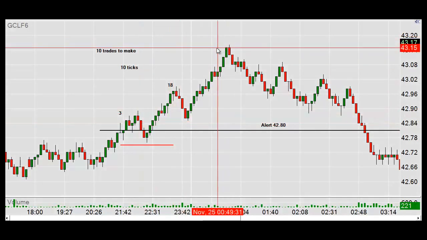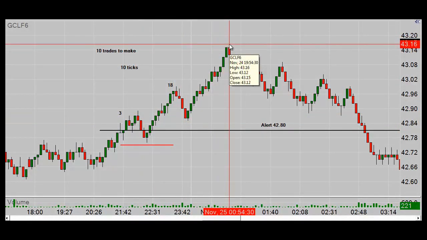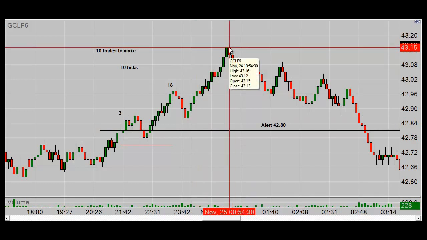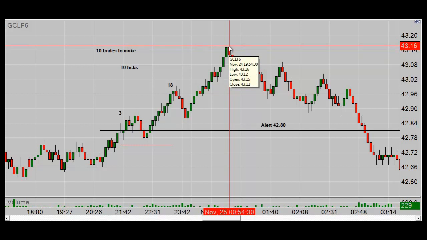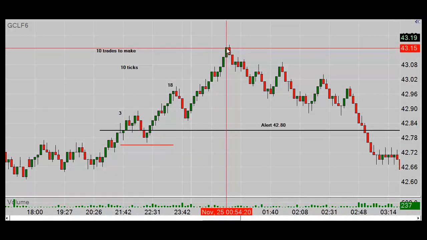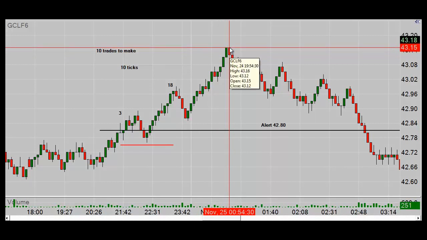Okay. Now, of course, this thing goes up and puts in a high all the way at 43.16. So from 42.81 to 43.16. 316 minus 281. That's a $350 per contract move. It's 35 ticks. Okay.